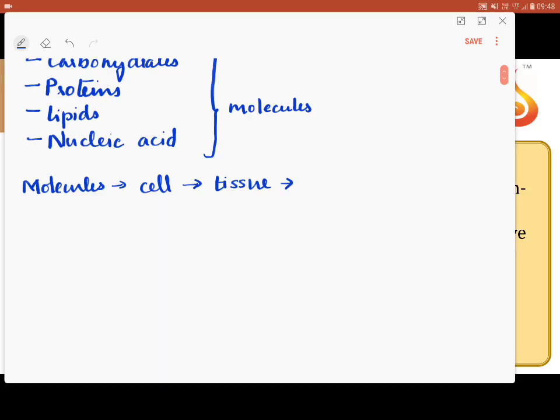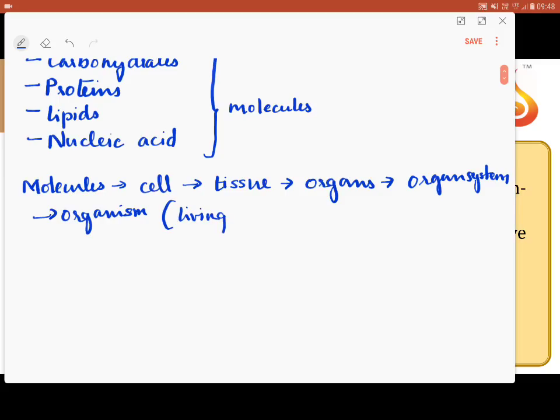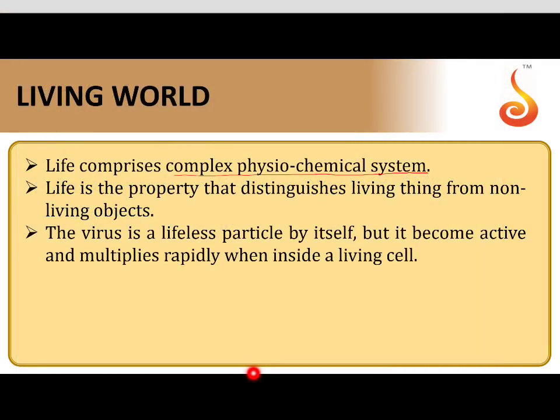Tissue forms into organs. Organs form into organ system. That further forms into organism, which forms life or a living form. Now, we are going to understand the same in today's class.